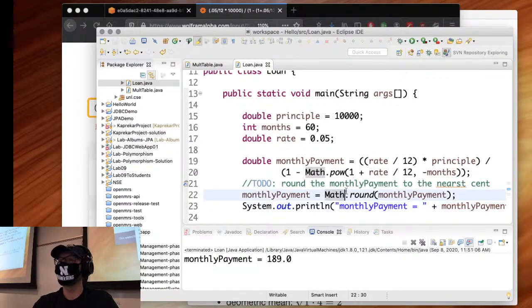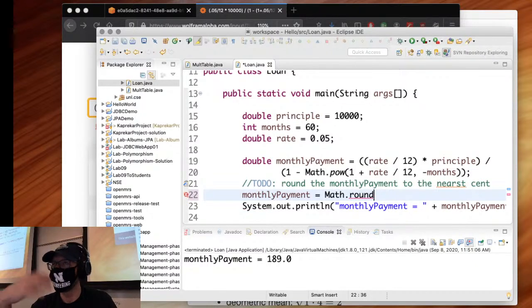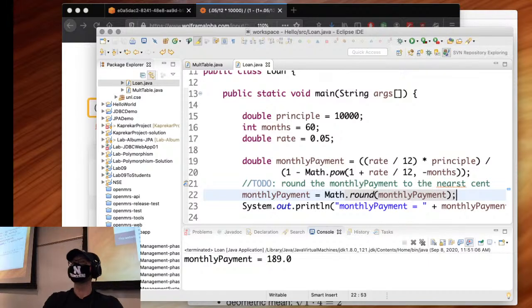So maybe in the math library there is a dot round to cents. Dot. Okay, it's not coming up for me. Hopefully it comes up for you, where a bunch of documentation should come up. Round to cents. There is no such thing. Right? Round to hundredths. However you spell it, no, there's no such thing. So, ideas.